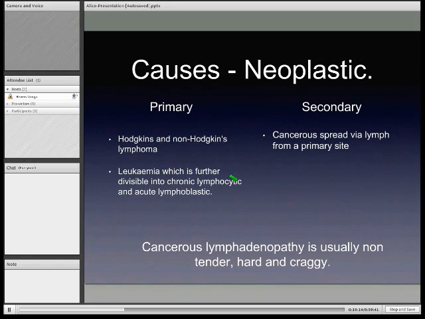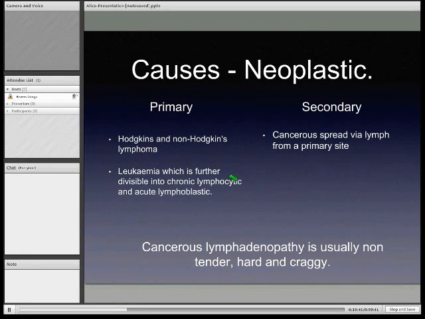The neoplastic causes can be split into two. Primary is where the cancer is actually coming from the lymph node itself. So lymphoma is cancer of the lymphocytes, which then accumulate within the node to cause the swelling, and can be split into Hodgkin's and non-Hodgkin's. There's then leukemia, which is cancer of the bone marrow itself, that then causes elevated white blood cells that then aggregate within the node to cause the swelling.